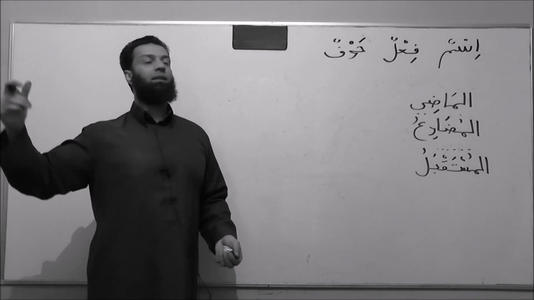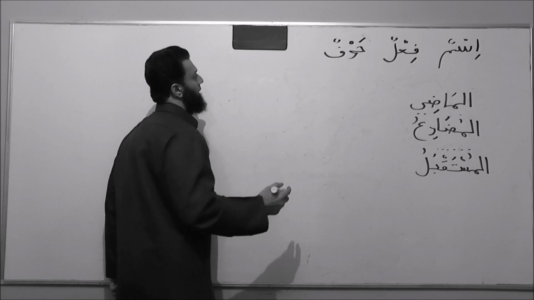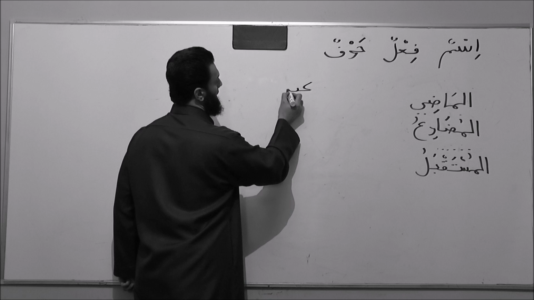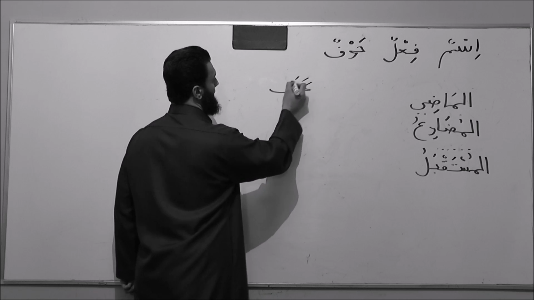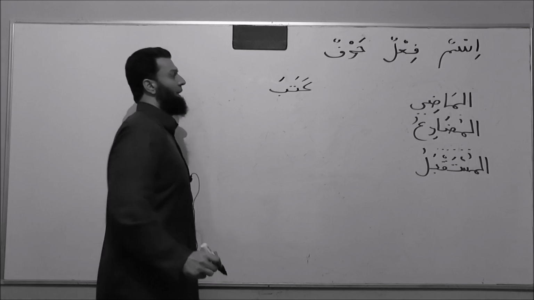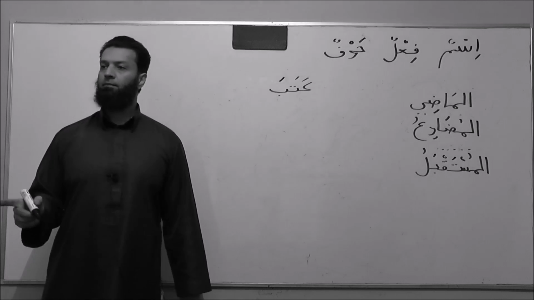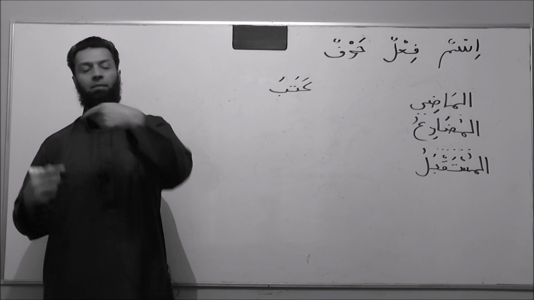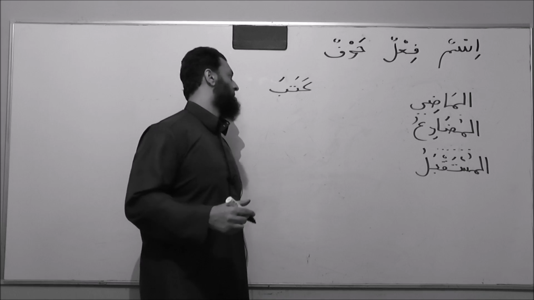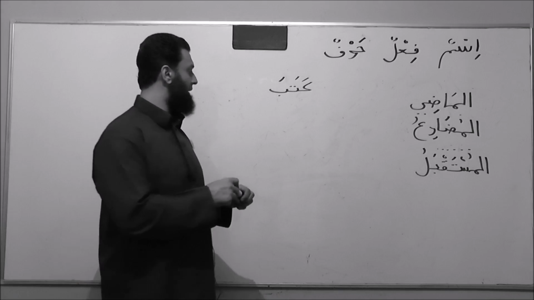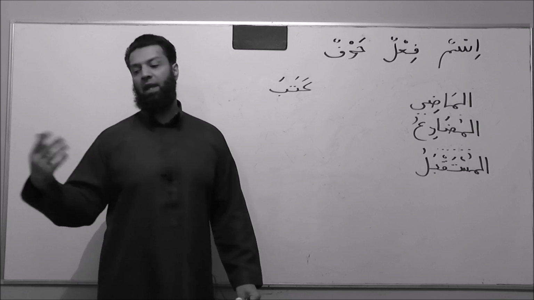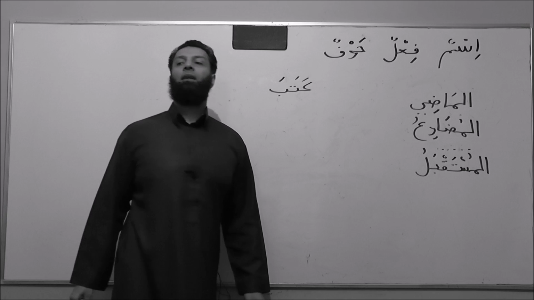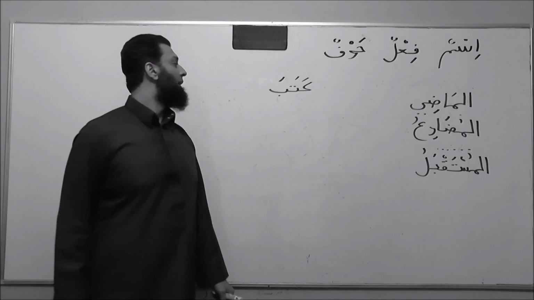Now, al-madi represents the past tense. So we have, for example, the verb kataba. كتب represents the meaning he wrote. That's literally what it means. In dictionaries, it's usually introduced as to write, but actually it means he wrote.